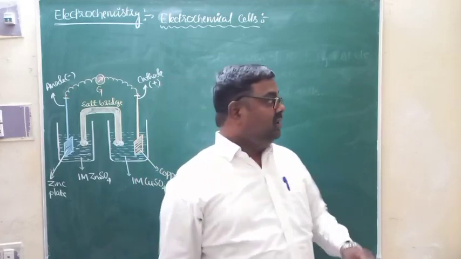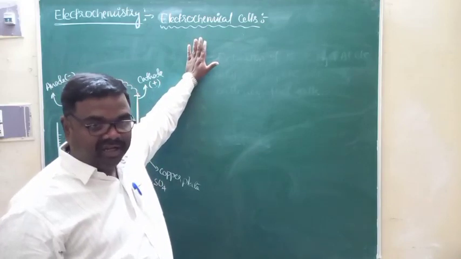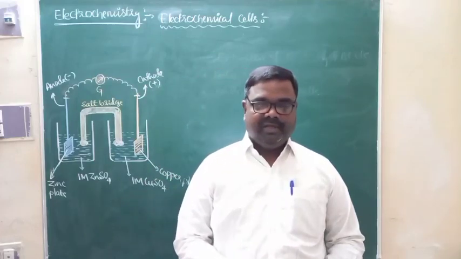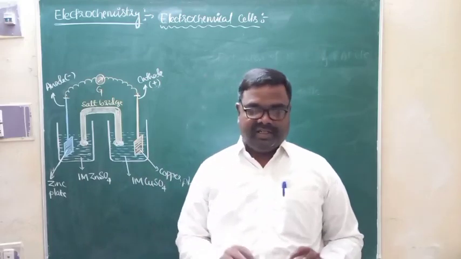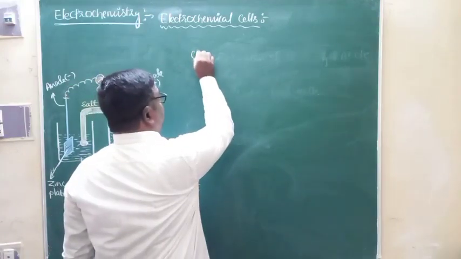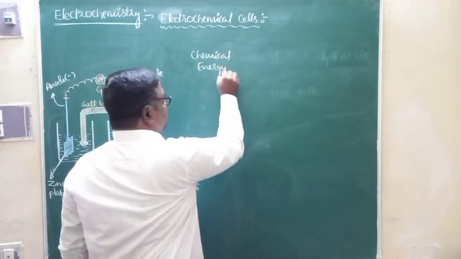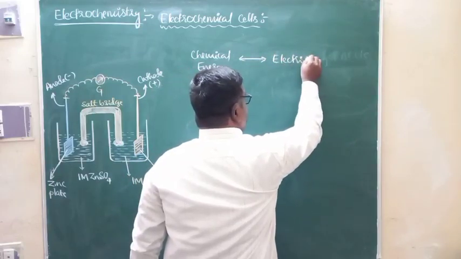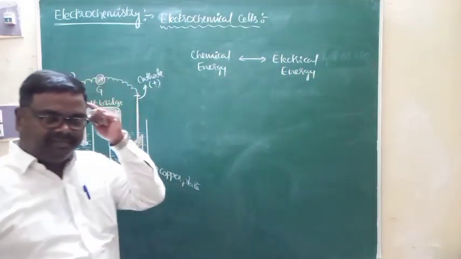Because of that, it is very essential for us to understand the principles of electrochemistry. Now at this moment, we'll go to the first discussion under electrochemistry: electrochemical cells. Electrochemical cells are the devices which will be used to bring about interconversion of electrical energy and chemical energy. That is what we call electrochemical cells.